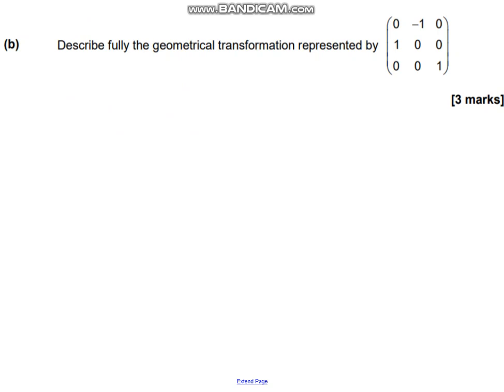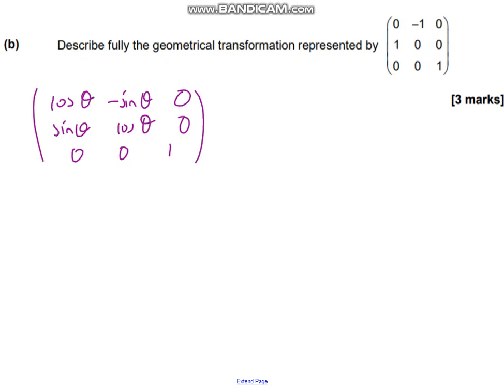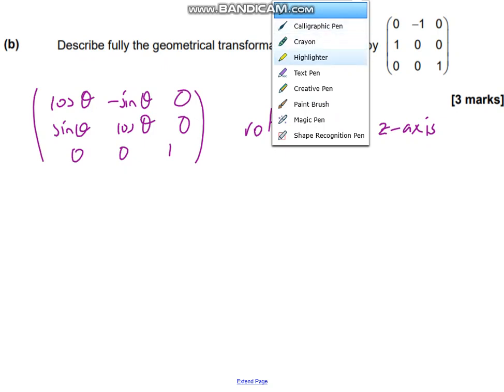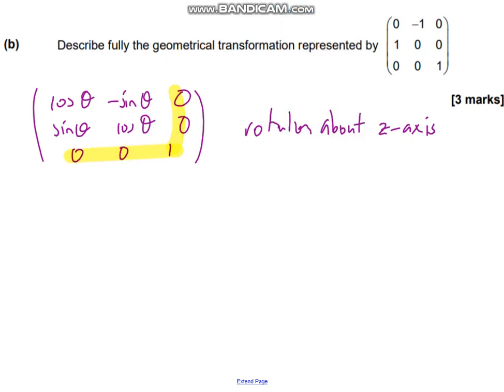For part B, we can also look up the rotation matrices from the textbook. So this is in 3 dimensions now: cos theta, minus sine theta, 0; sine theta, cos theta, 0; 0, 0, 1. That is rotation about the z-axis. And if we look here, we can clearly see that this will match up because we've got the same things here as we've got here. So it's going to be a rotation about the z-axis, but all we need to do is find theta now.